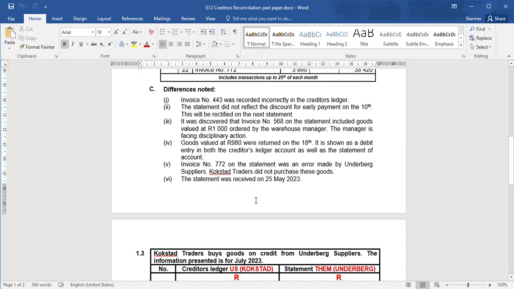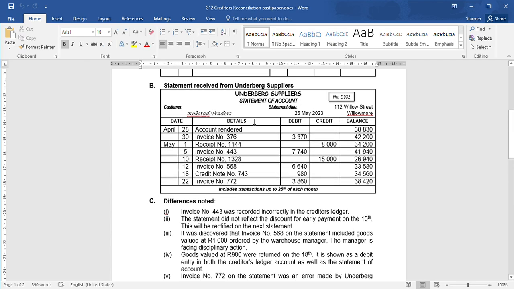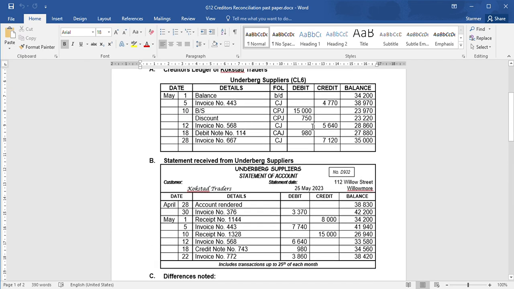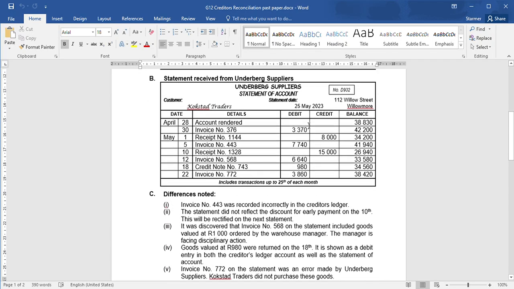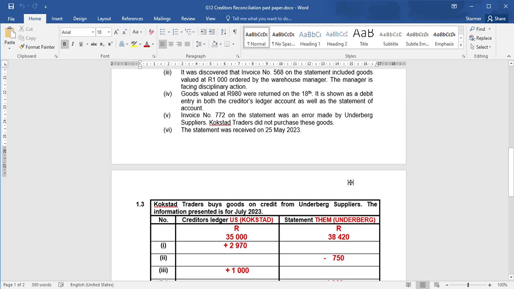The second one, the statement did not reflect the discount, so they are wrong there. If you look at the amount of the discount, it was 750. If you receive a discount that decreases, so you minus the 750 that we owe to Underberg.